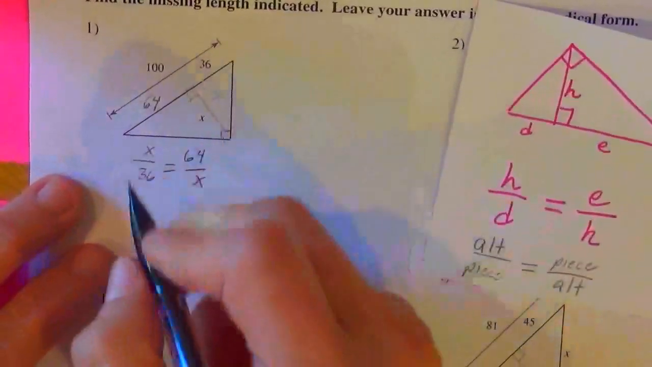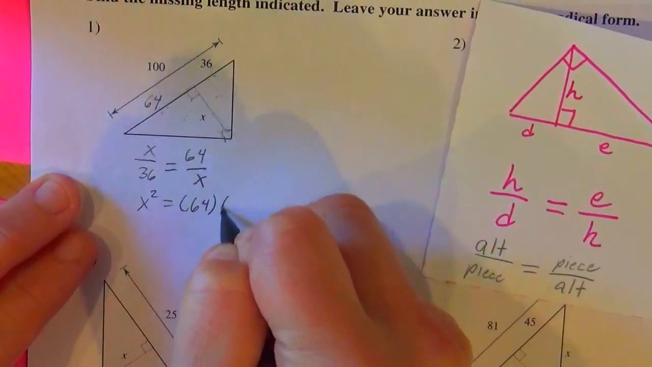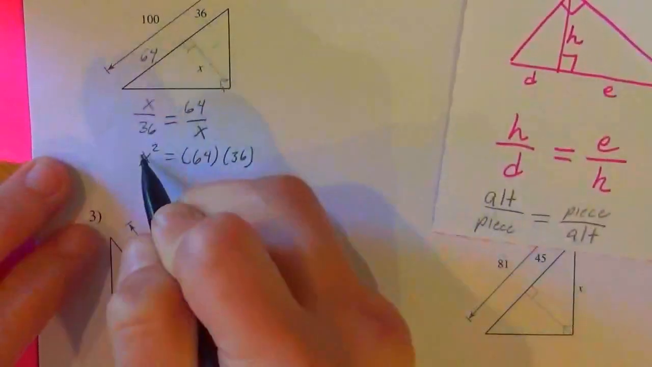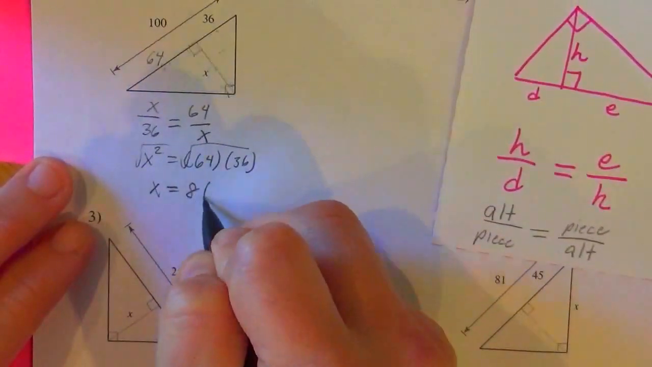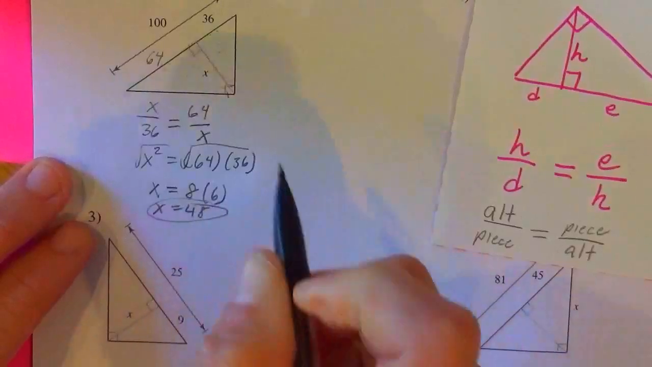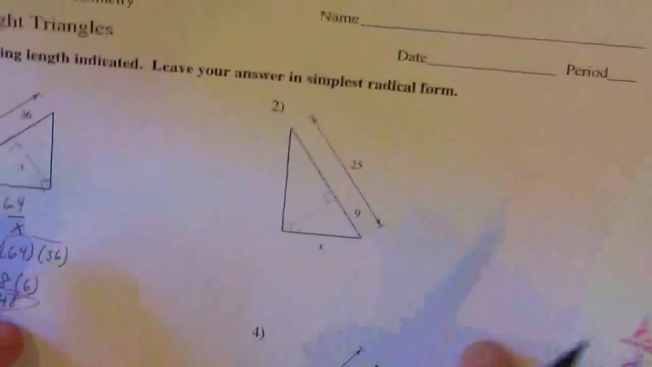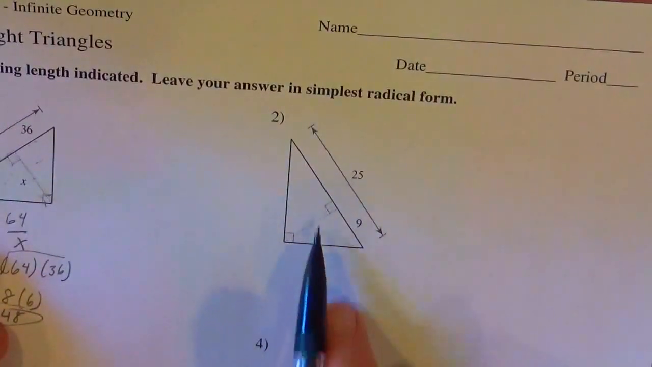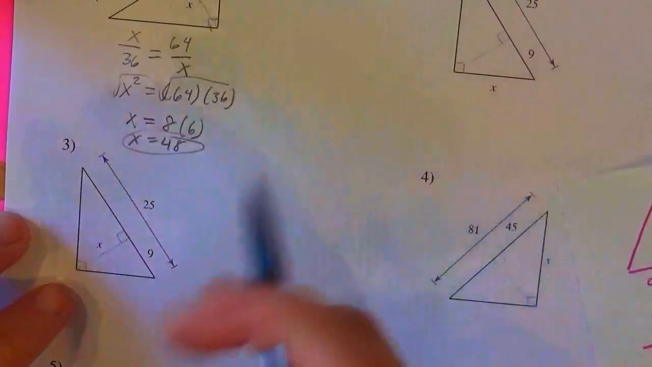So in this case, it'll be x squared equals 64 times 36. And when I take the square root of both sides, I'll get that x equals 8 times 6, so x equals 48. And there we have it. Excellent. So I'm going to scan this for other ones that use this middle piece. This one doesn't, but this one does. So I'll set him up.